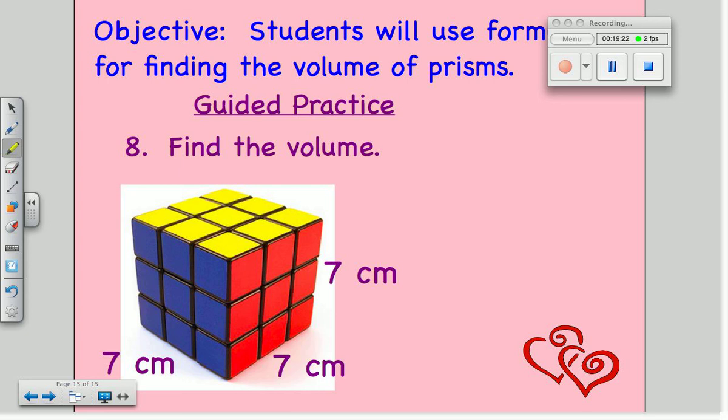The Rubik's Cube. You guys want me to color every square, okay? Draw the whole thing. You're gonna need red, blue, and yellow. And it's all 7 by 7 by 7. Volume equals 7 times 7 times 7.